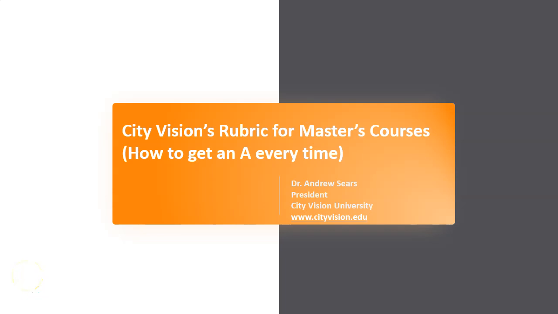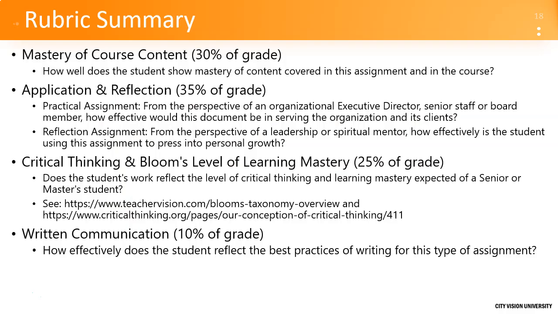I'm going to explain to you how CityVision's rubric for master's courses works. Many of you want to get an A, and this is basically the guide to get an A every time. What a rubric is, it's a guide that the faculty members use to grade the course, and it has criteria to try to make it as objective as possible.